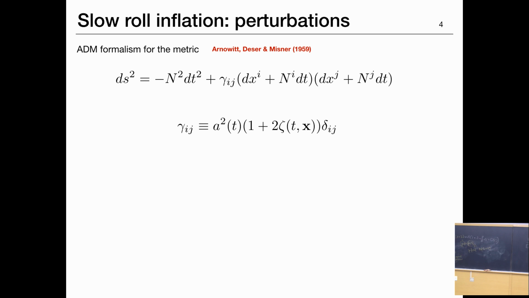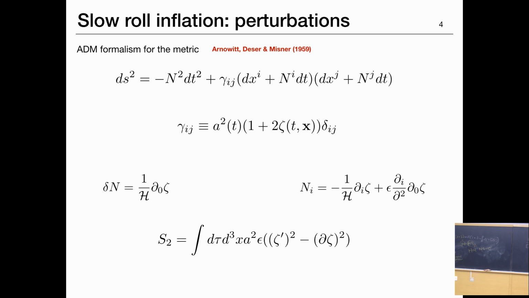Once we have this, it is useful to write the action in terms of the ADM variables. This is the shift. This is the lapse function. What is important is that we need to write the action in terms of these variables. We vary the action with respect to them, we solve their equations, which are these solutions, and replace them again in the action. At the end of the day, we have found an action for the curvature perturbations.